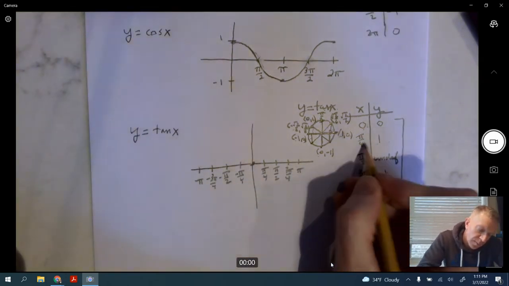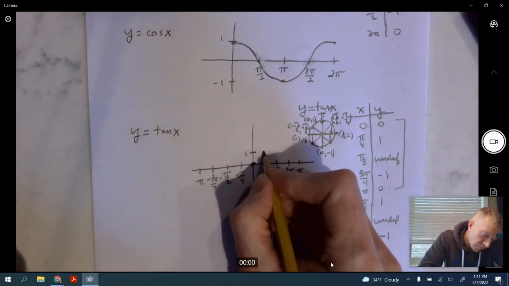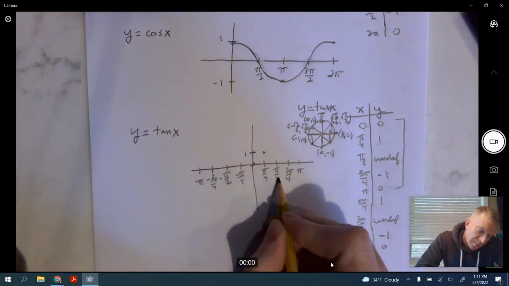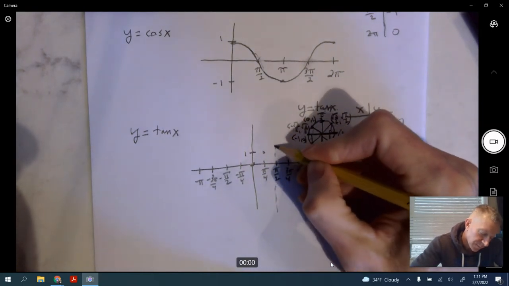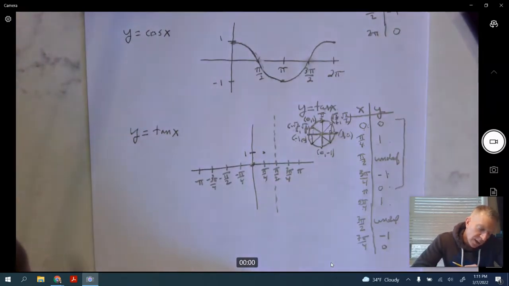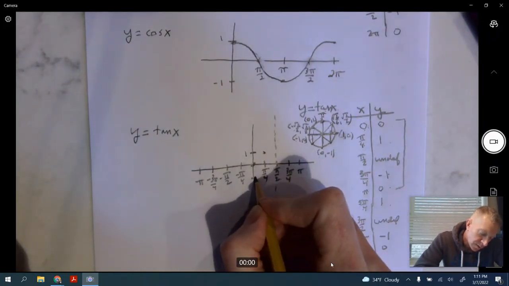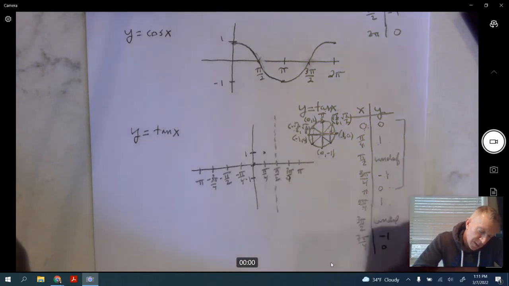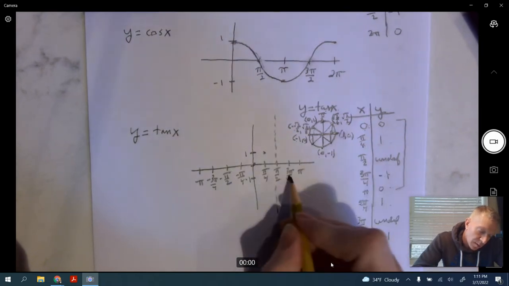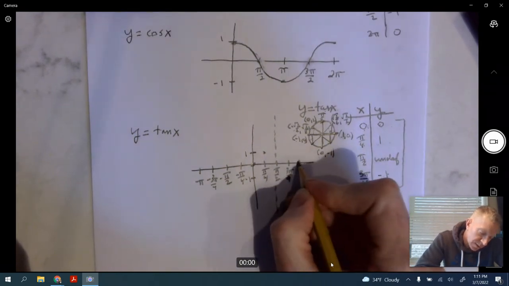So at pi over 4, we're at a value of 1. Pi over 4 comma 1. And at pi over 2, we're undefined. So we're going to actually have an asymptote there. Okay. And then at 3 pi over 4, our value is negative 1. That's going to be down here. At pi, our y value is 0. So that's going to be here.